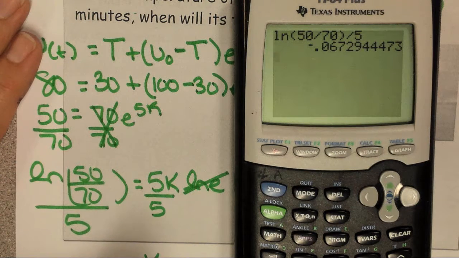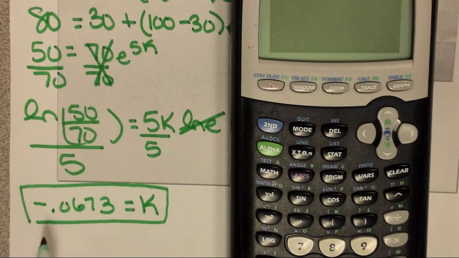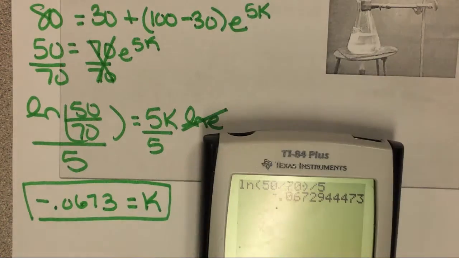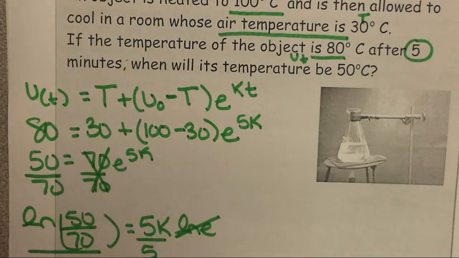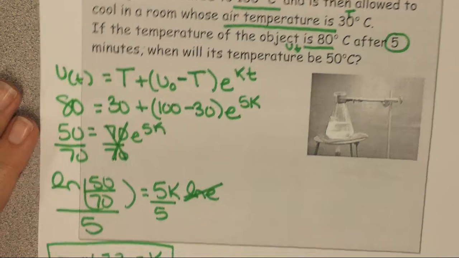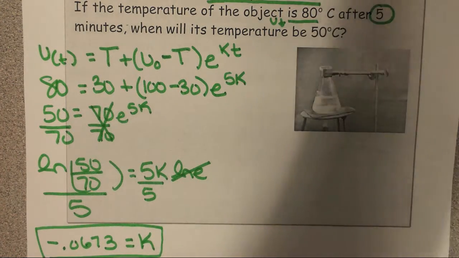And I get negative 0.0673. Again, I'm going to go 4 places out. Negative 0.0673. Okay, so now that I have k, I had to do all that work to find k. Now that I have k, I can go answer the question. They want to know when will its temperature be 50 degrees.